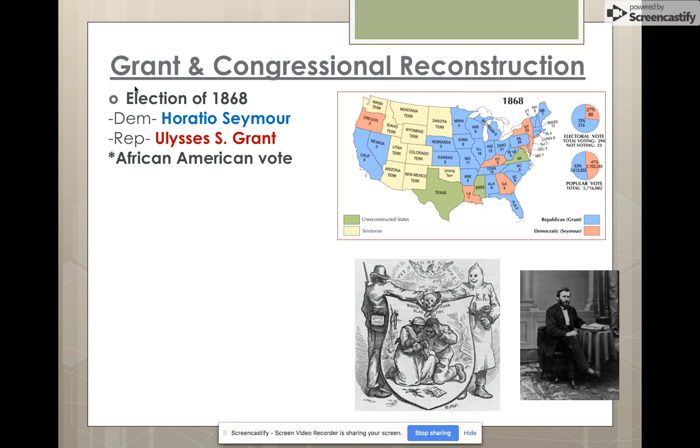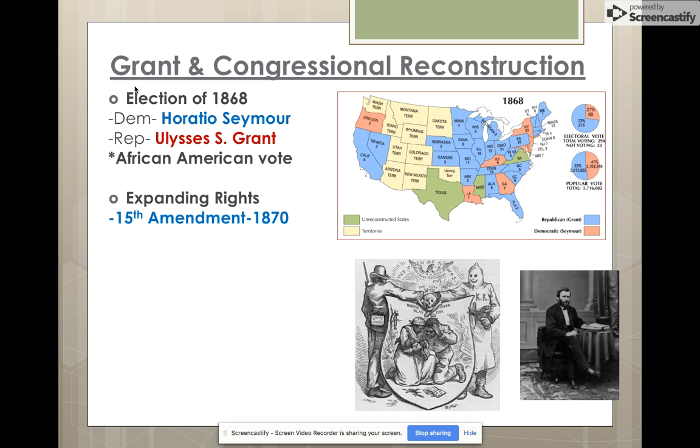And the only real way he's able to achieve the presidency is because of the African-American vote, the former slaves that now have the ability to vote. Over 500,000 of them will vote for Grant, and as a result, that's really what propels him to the presidency itself.